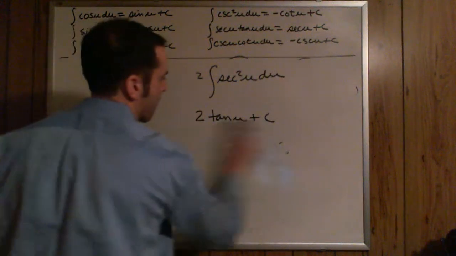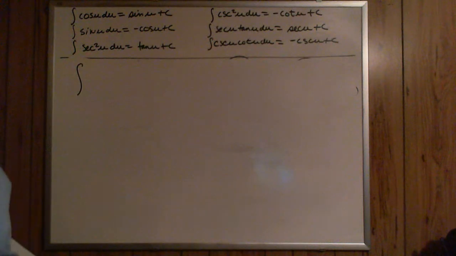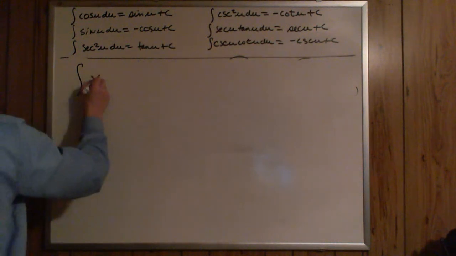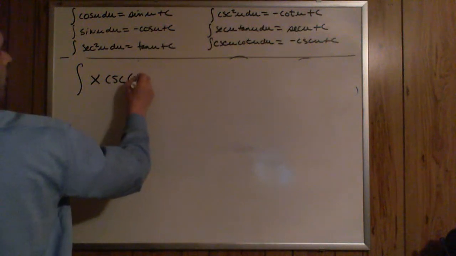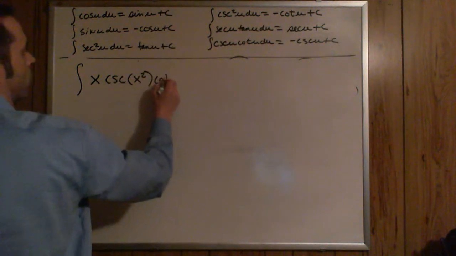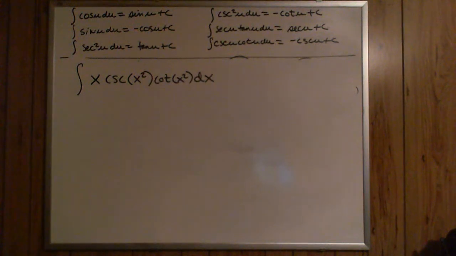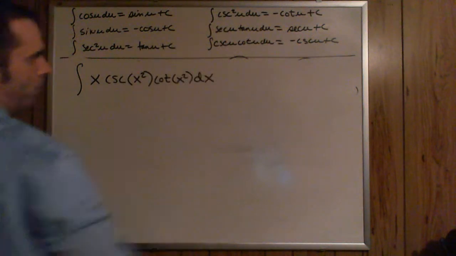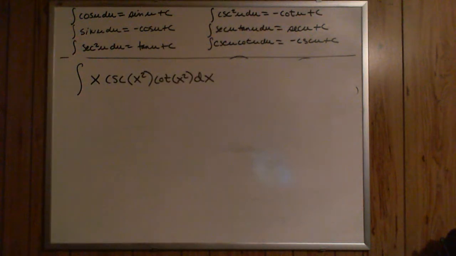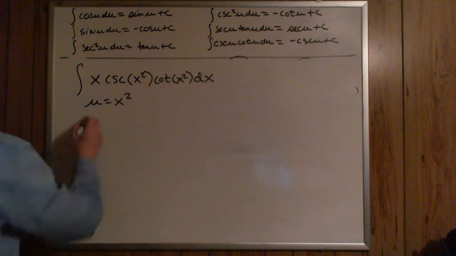Next, how about if we're given the indefinite integral of x times cosecant of x squared cotangent of x squared dx. So hopefully it looks like we will mold the integrand into probably this form, cosecant cotangent. So try letting u be equal to x squared.